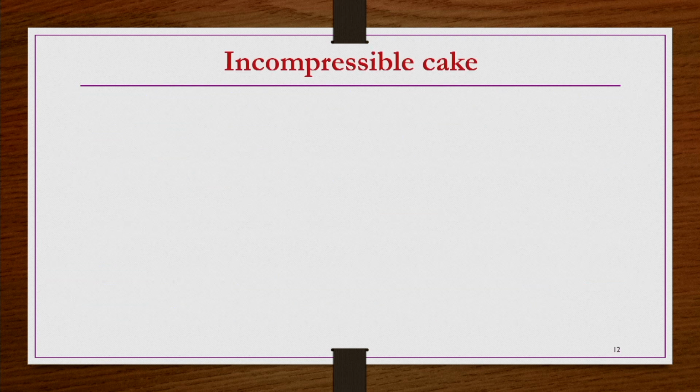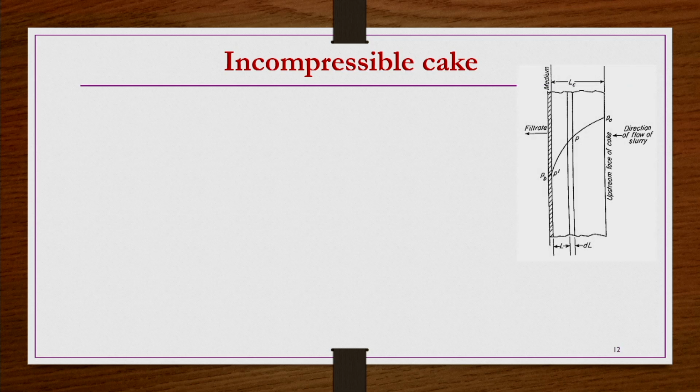Right. So now incompressible cakes. Cakes in general can be compressible or incompressible. Whatever the cake resistance is, if it is independent of the pressure drop and is not going to change with change in L, then we can call such a cake an incompressible cake. But in general most cakes are compressible only. So we will see both the incompressible cake and the compressible cake. Let us start with the incompressible cake.